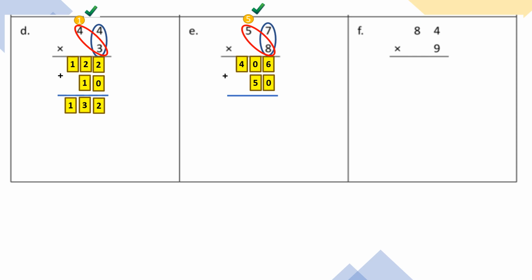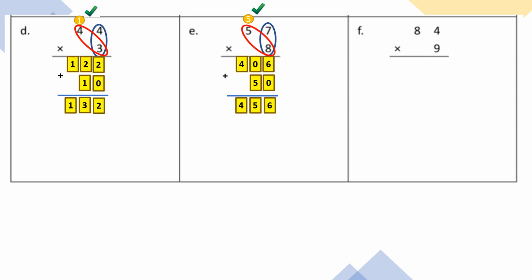Let's start by adding in our ones place. 6 plus 0 is 6. And 0 plus 5 is 5. And 4 plus 0 is 4. So our answer to 57 times 8 is 456.